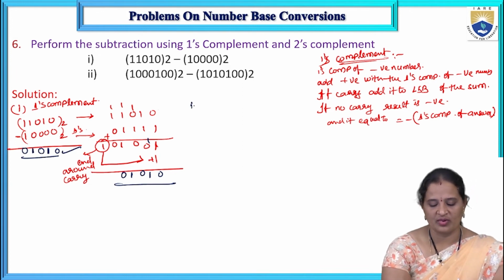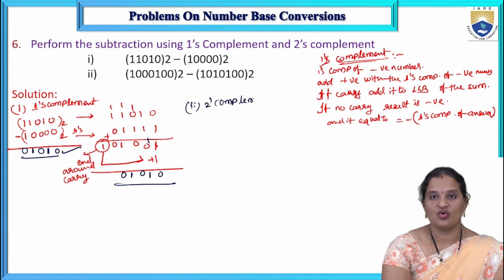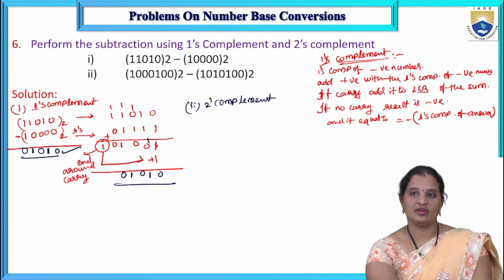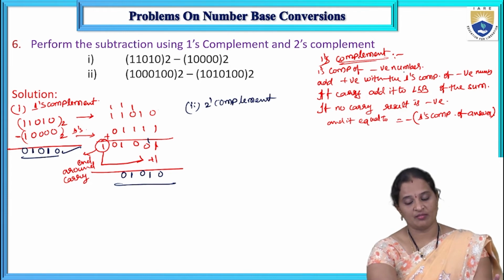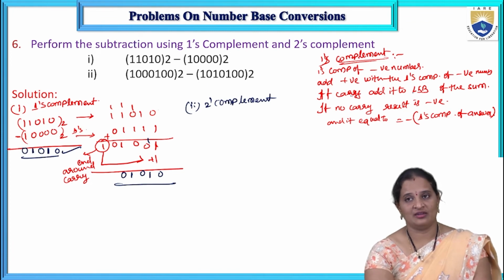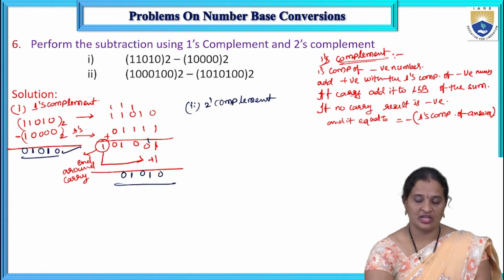Now coming to the 2's complement subtraction. Whenever you are doing 2's complement subtraction, what are the rules to be followed? Everything is the same, but instead of finding the 1's complement, first find the 2's complement of the negative number, and add the positive number with the 2's complement of the negative number. If there is a carry, then discard the carry in case of 2's complement subtraction. If no carry, then consider the result to be negative, and the answer will be obtained by getting the 2's complement of the answer and putting a negative sign before it.